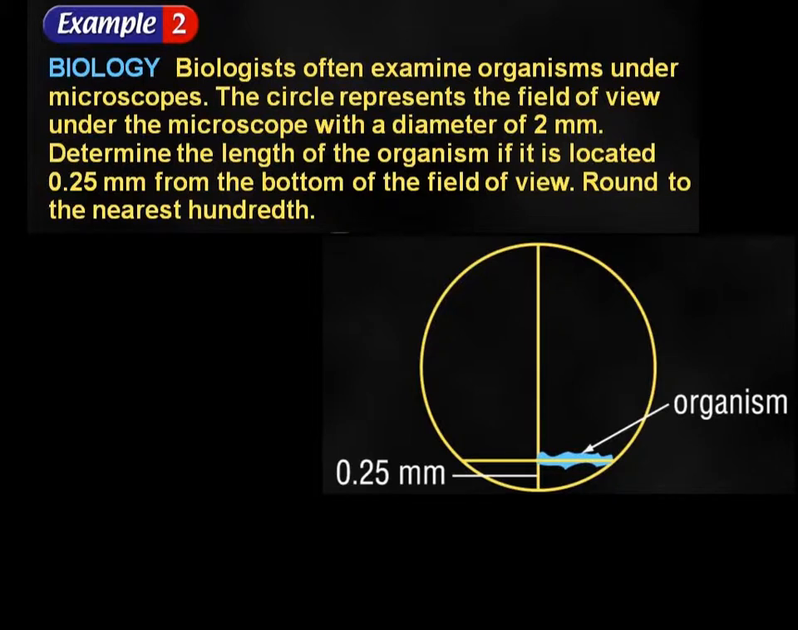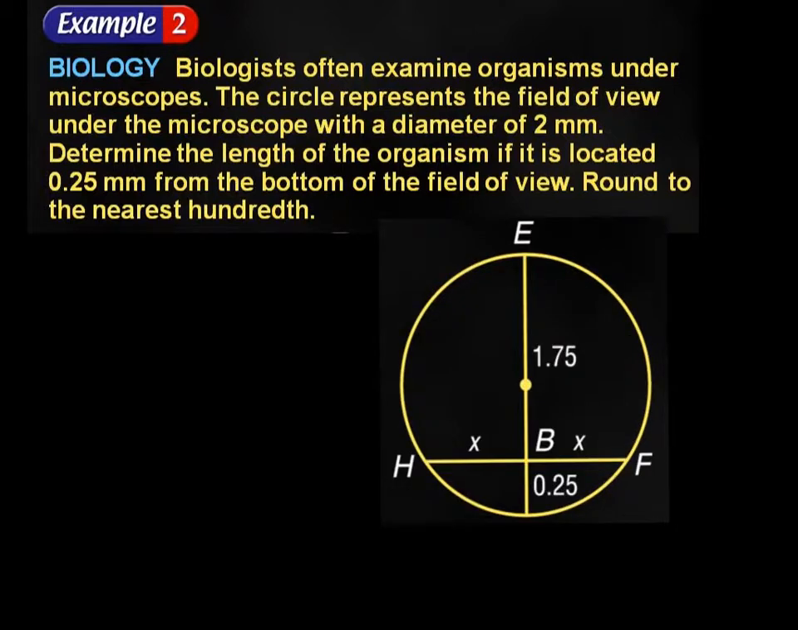Biologists often examine organisms under microscopes. The circle represents the field of view under the microscope with a diameter of 2 millimeters. Determine the length of the organism if it is located 0.25 millimeters from the bottom of the field of view, rounded to the nearest hundredth. Okay, not the most helpful diagram. Let's get a better one.